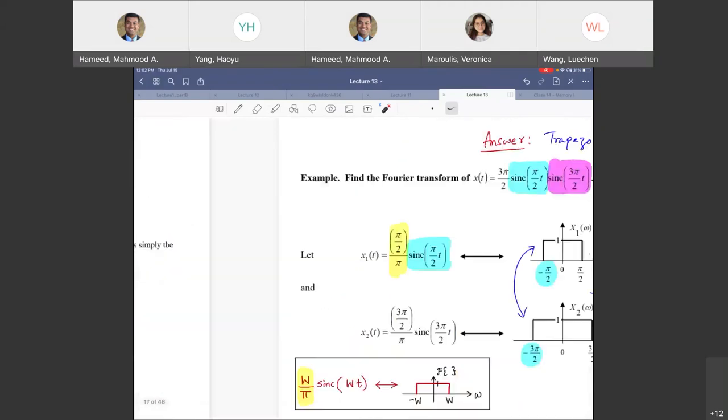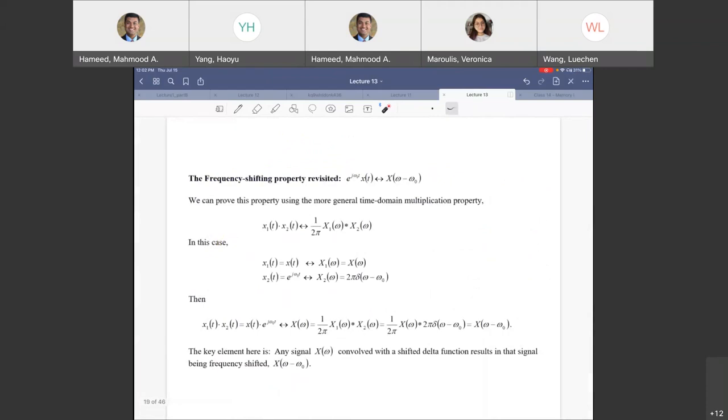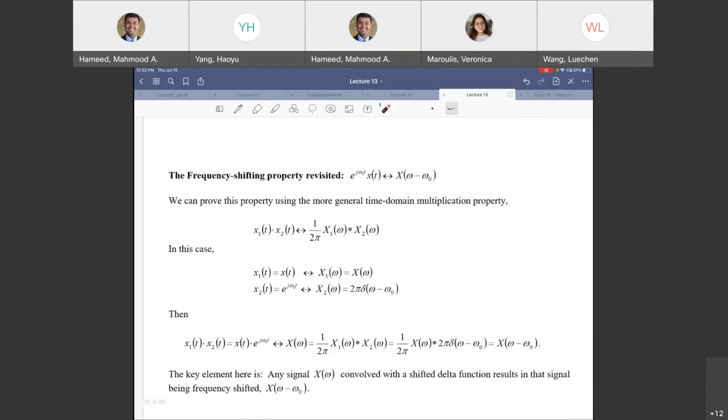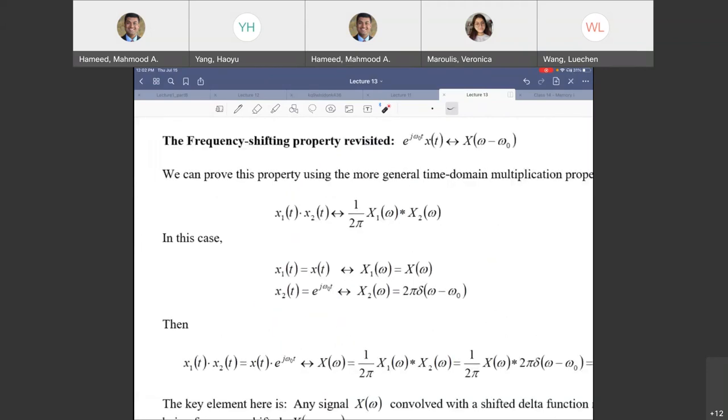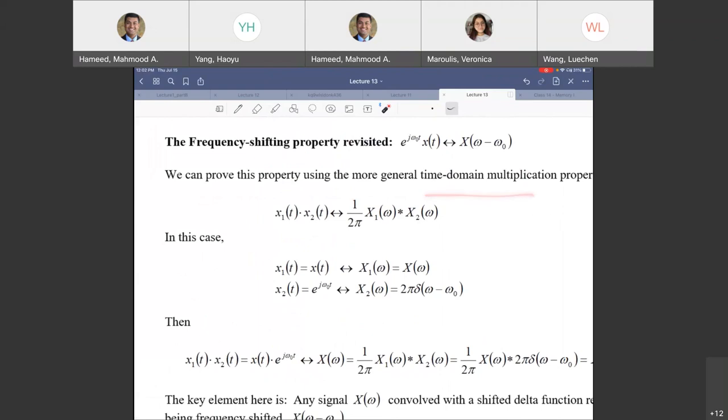All right, let's move on. This is probably where I will stop with the frequency shift property that I'm revisiting. This will be quick because we are proving something that we have already proved, but we are proving it in a slightly different manner. The slightly different manner is the time domain multiplication property. So remember, we said if you shift a signal in frequency, you multiply with e to the j omega naught t in time domain. That was our frequency shift property.